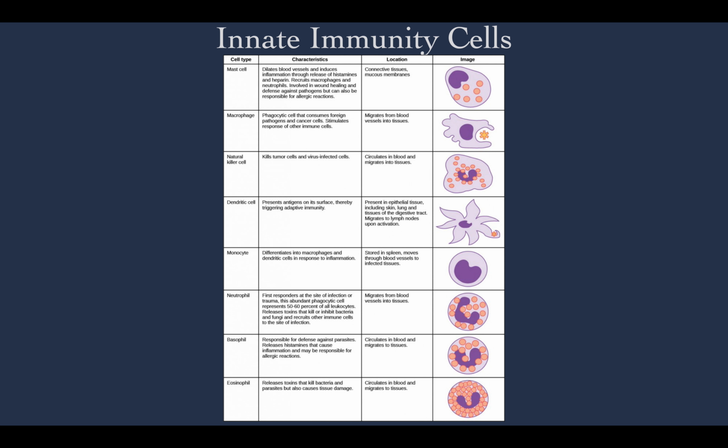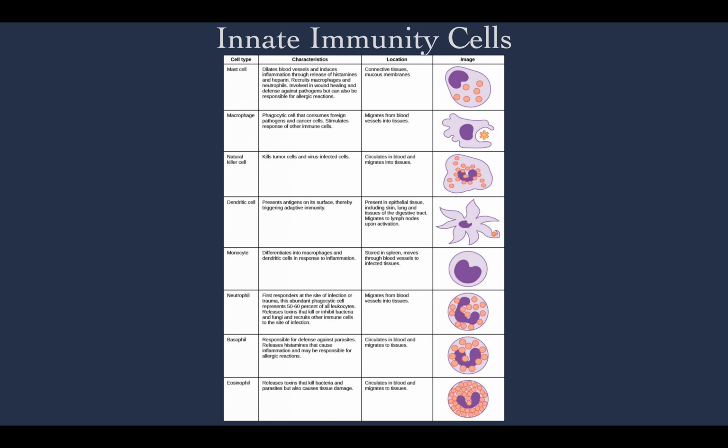At the bottom, one other cell involved in allergic reactions is the basophil. They are also a response against parasites. Basophils also release histamines, and they circulate in the blood and migrate to tissues. At the bottom you can also see eosinophils. They release toxins that kill bacteria and parasites, but also cause tissue damage. They circulate in the blood and migrate to tissues.